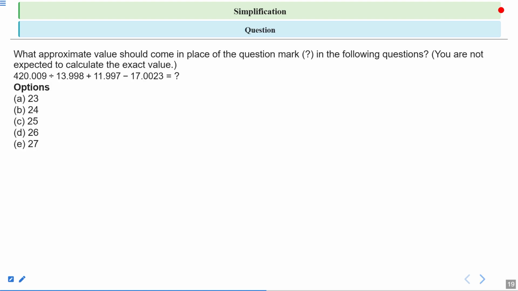What approximate value should come in place of question mark in the following question? You are not expected to calculate the exact value. And the question is 420.009 dividing by 13.998 plus 11.997 minus 17.0023 is equal to. Now there are 5 options. A is 23, B is 24, C is 25, D is 26, and E is 27. Now you have 10 seconds to solve this question. Your time starts now.